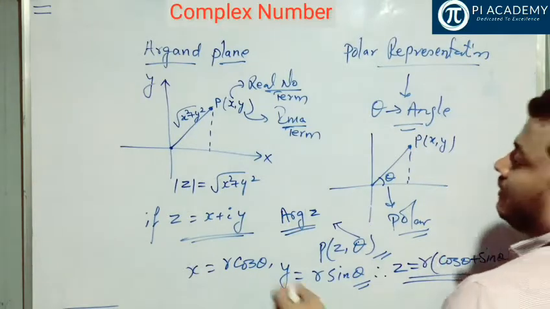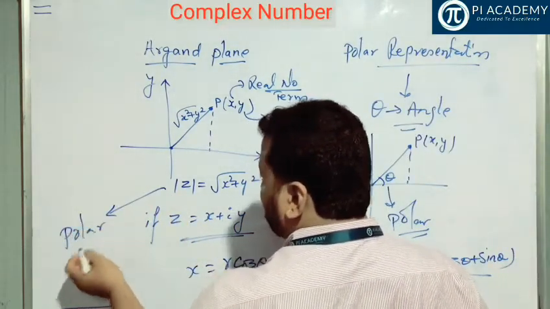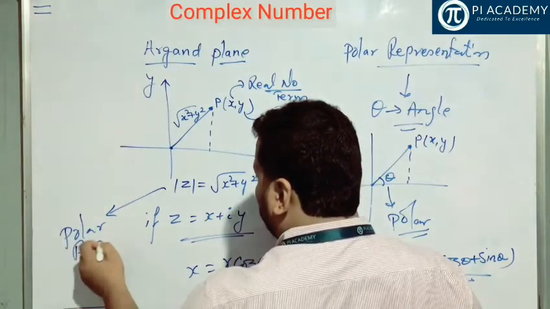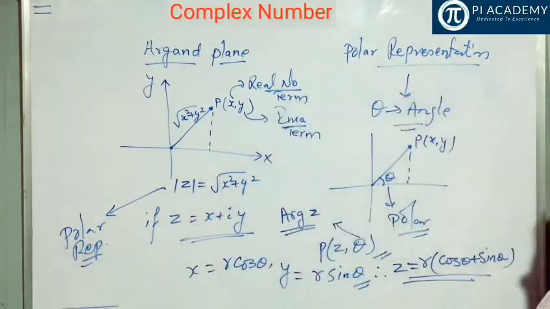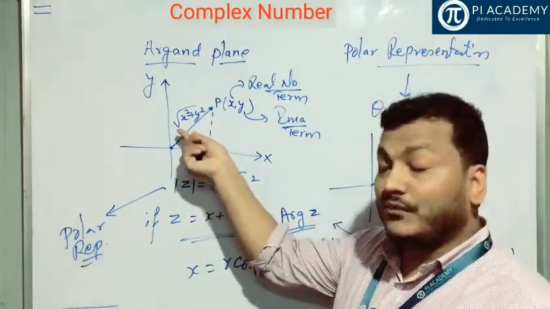So in polar representation, modulus of z is the same only. That is root under x square plus y square also. In the polar representation also it is the same. But one thing is always to remember: that x is here without any theta.